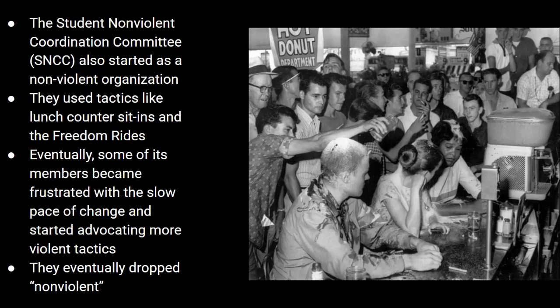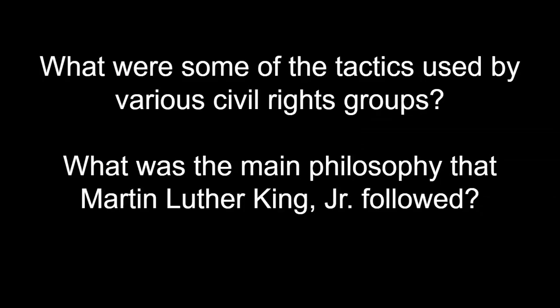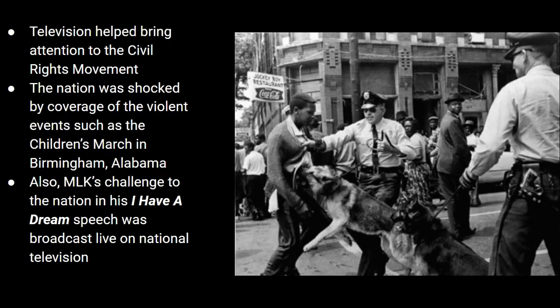These were a lot more confrontational tactics than what Martin Luther King Jr. would use. Eventually, some of the members of the Student Nonviolent Coordinating Committee became frustrated at the slow pace of change and dropped the nonviolent part of their name and actually started using more militant action. However, Martin Luther King Jr.'s group continued to remain nonviolent throughout the civil rights era. What were some of the tactics used by various civil rights groups, and what was the main philosophy that Martin Luther King Jr. followed?